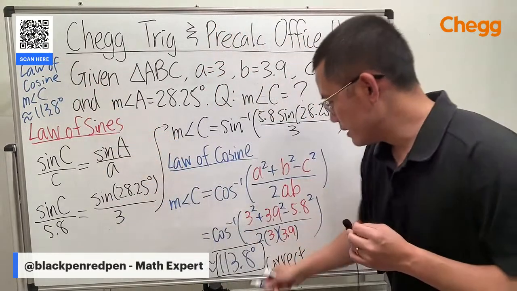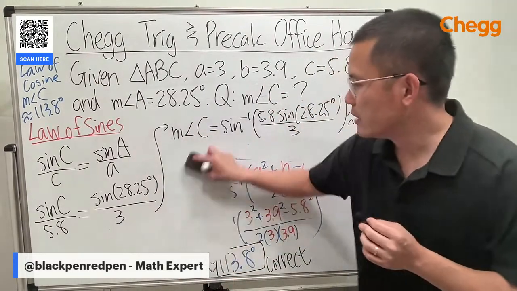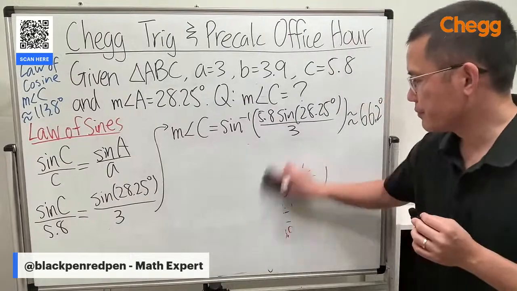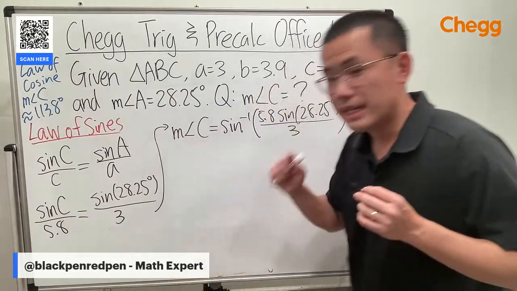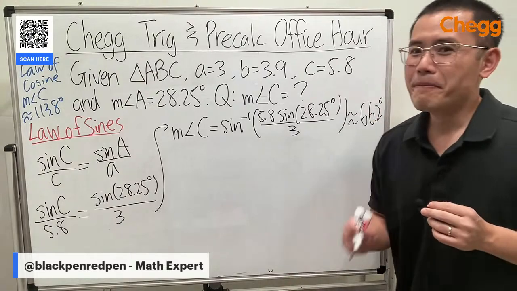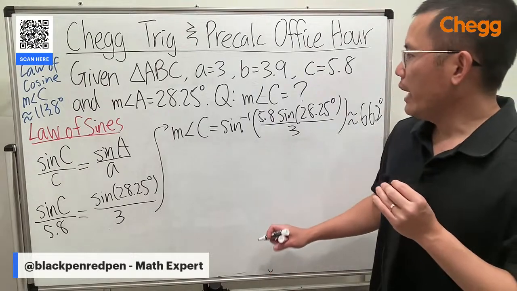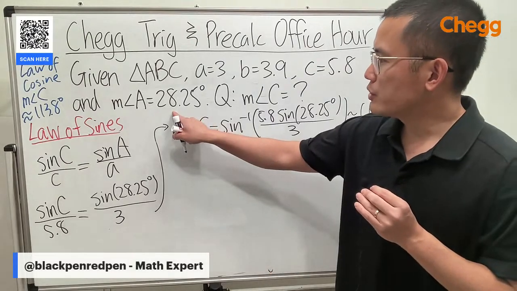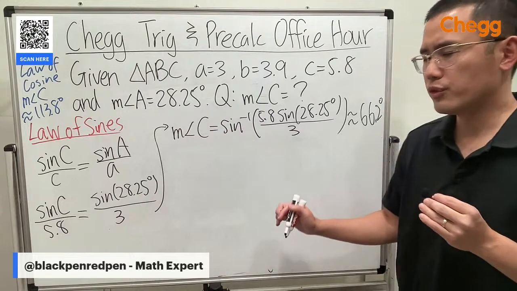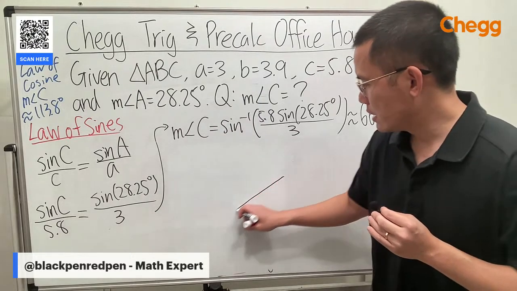And I'm going to erase this and tell you guys why law of sines unfortunately did not give us the correct answer. Yet. The keyword is yet. Here's the deal. If you draw a picture real quick, we have measure angle A being 28.25 degrees. So I'm going to draw it like this.